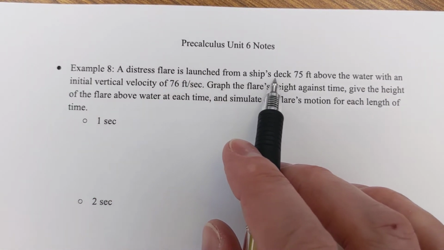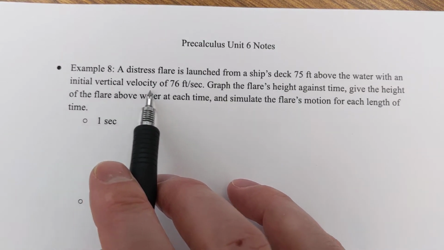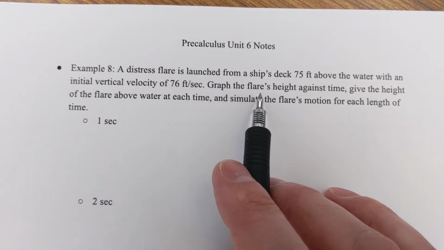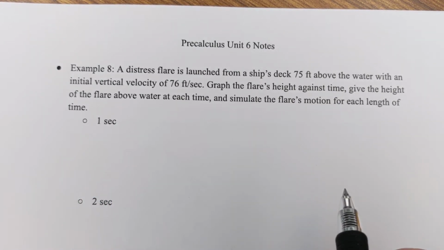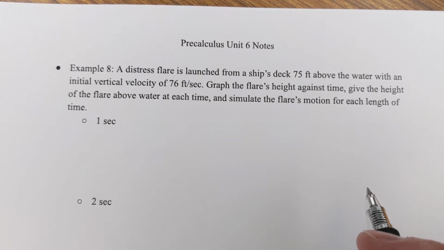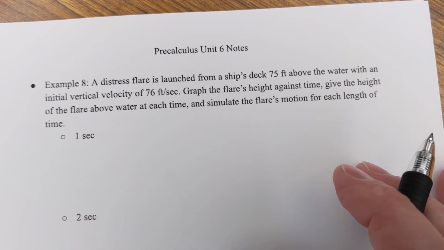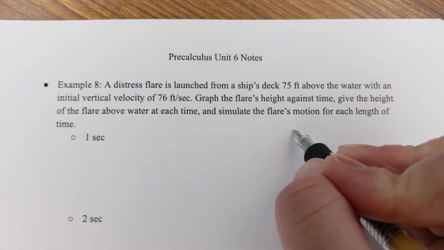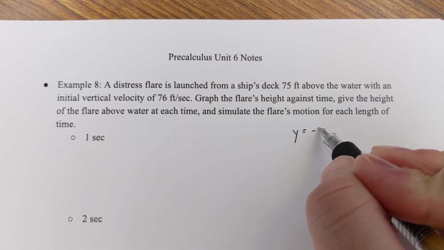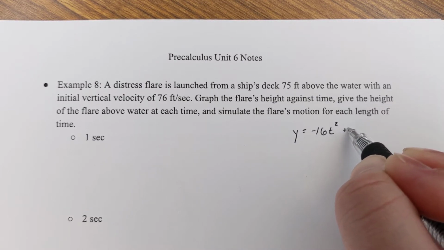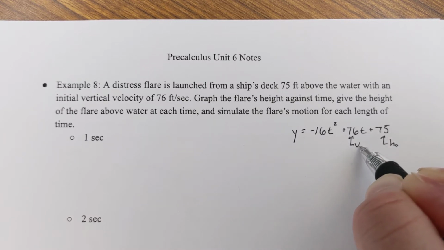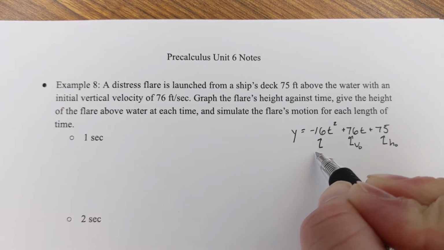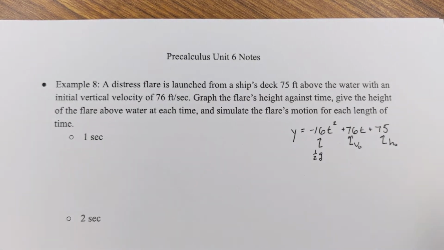A distress flare is launched from a ship deck 25 feet above the water with initial vertical velocity of 76 feet per second. Graph the flare's height against time, give the height of the flare above water each time, and simulate the flare's motion for each length of time. So to write a motion equation, this is a projectile motion equation. This value here is your initial height, h0. This number here is your initial velocity, v0. And this number here is 1/2 of gravity, which is -16.